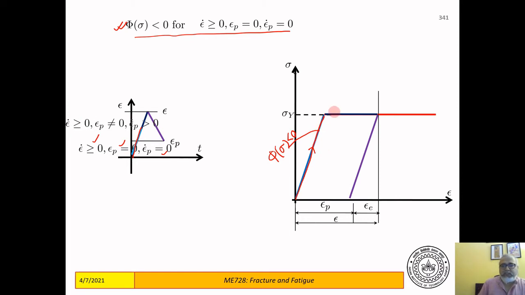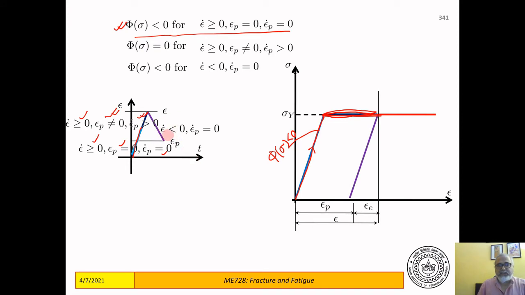Then when I am in this region, epsilon dot is positive, of course. Epsilon p is not equal to 0 and epsilon p dot is greater than 0, and phi is equal to 0. So this is the condition on this part of the curve. Then I start unloading. When I start unloading, epsilon dot is less than 0. Epsilon p dot is equal to 0 because unloading is elastic. This slope is same as this slope. So I'll have phi less than 0, epsilon dot less than 0 here, and epsilon p dot equal to 0. Epsilon p may or may not be 0, but epsilon p dot is equal to 0. So these are the conditions for the elastic loading, plastic loading, and elastic unloading branches of this one-dimensional uniaxial curve.